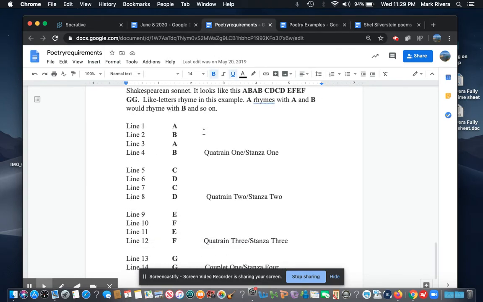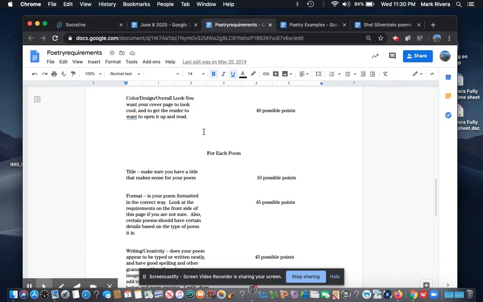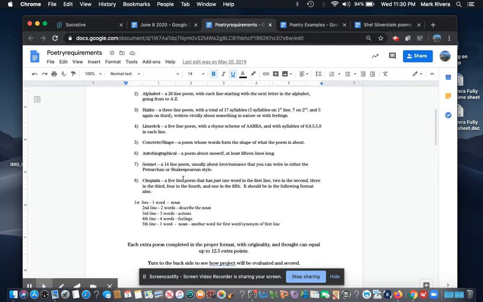All right, and the next one is a cinquain. And now a cinquain, the directions for doing it are right here. It's a 5-line poem that has 1 word in the first line, 2 words in the second, 3 in the third, 4 in the fourth, and then 1 in the fifth. And it should follow this format.